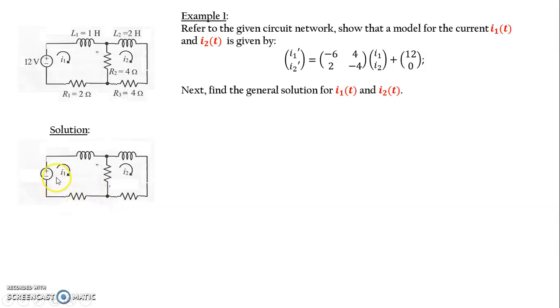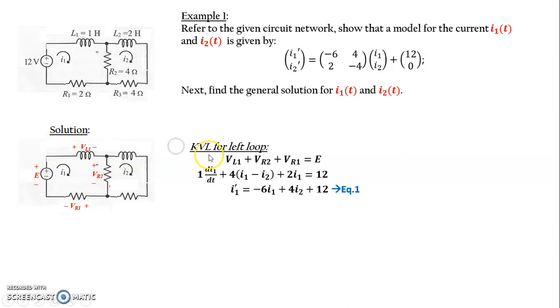Okay, so once you ada I1 and I2, kita boleh marking the polarity for each of the elements. Untuk passive element seperti inductor, resistor, the current flows from positive terminal to negative terminal. So that's why you ada positive VL1, positive VR2 and positive VR1. Untuk active element, current flow daripada terminal negative to terminal positive. So that's why you ada negative, positive, E. Once you dah tulis polarity for each of the elements, kita boleh apply KVL.